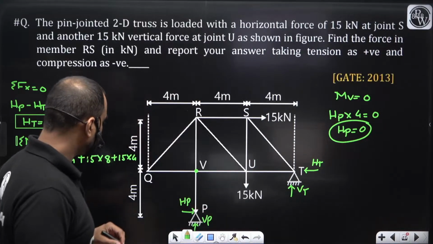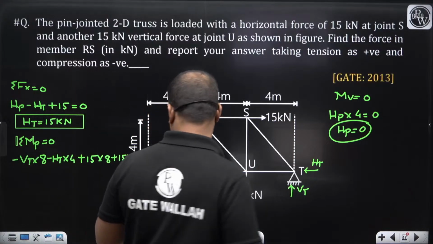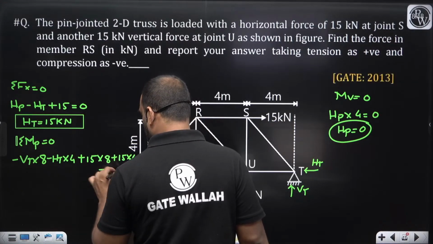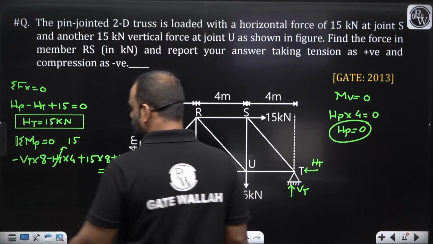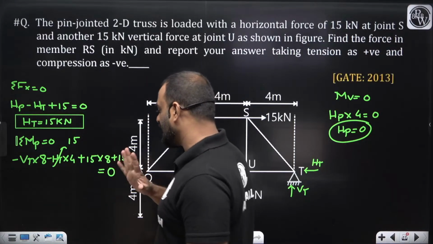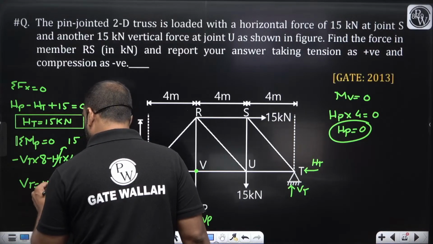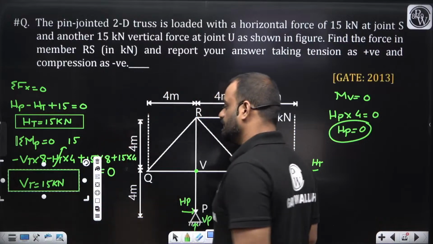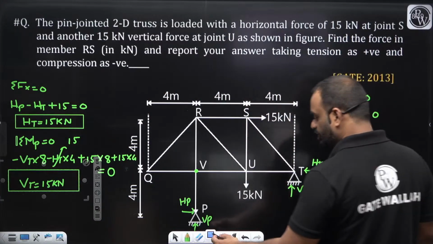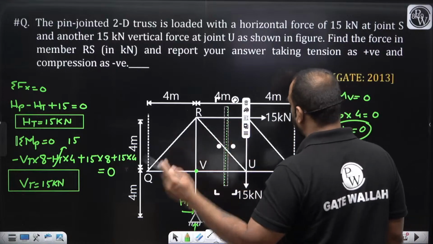Any other force or any other reaction? No. Done. So it is equal to 0. Now tell me guys, what is the value of HT? It is 15. So 15 into 4 and 15 into 4 will get cancelled. So ultimately you will get VT is equal to how much? Again 15 kilonewton. So VT is also 15, HT is also 15. Now we just need to find out the value of this particular member RS, which we will get easily.